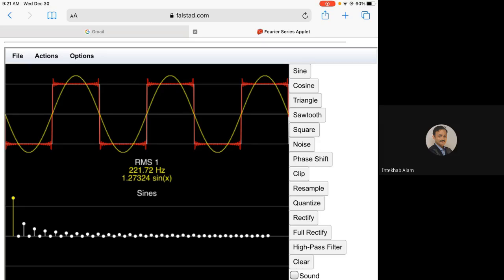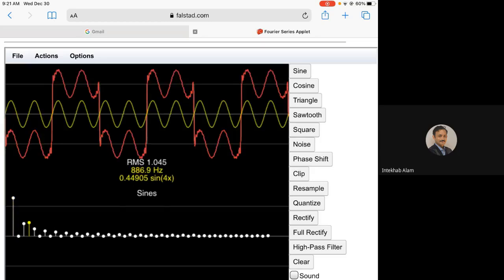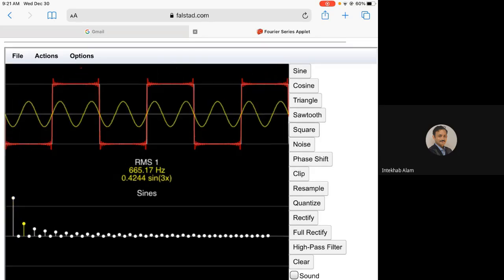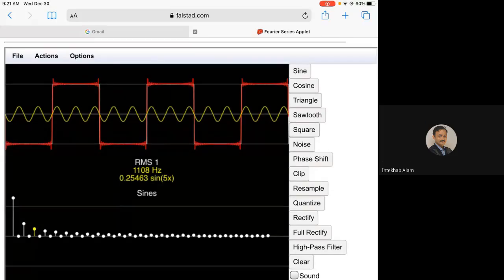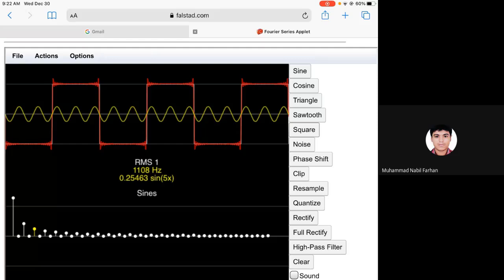So whenever I go for the third harmonic, I'll just tap the third one, and go for square, and you'll find that value 0.4244. Again, when you go for the fifth one, we'll tap that value and the value is like 0.2425463. Is it okay to everyone? I'm just giving you an idea.